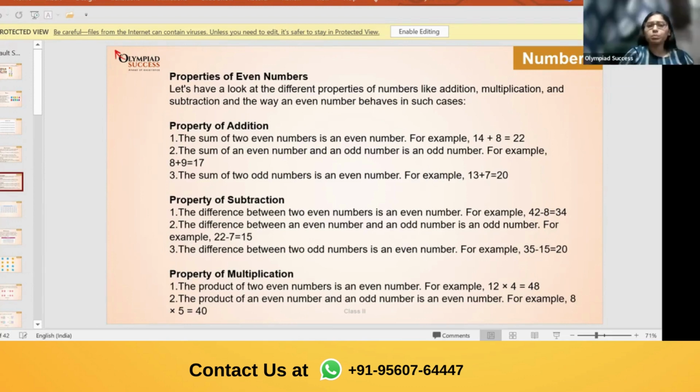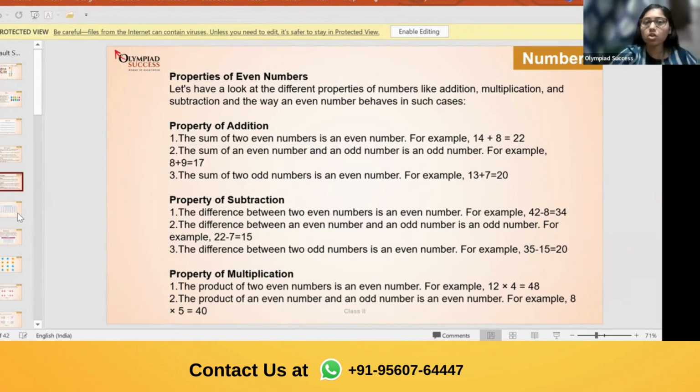Thank you. So, property of multiplication is really easy. It is very simple. If we multiply two even numbers, we will get the answer in even. For example, 12 fours are 48. And if we multiply one even and one odd number, we will get the answer in even. For example, 8 into 5, 40. So in every case we will get the answer only in even numbers.